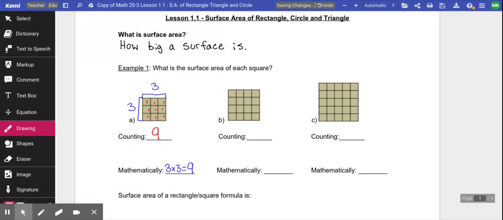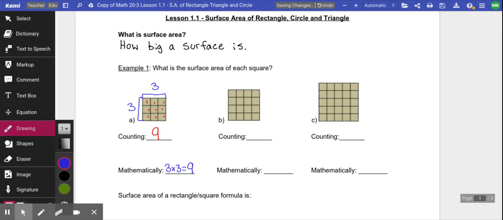Notice that for rectangles or squares, we're doing the sides that come together. So it's like this top side, and then one of the sides that's right next to it. I wouldn't do 3 times whatever's on the opposite end of it, because that's no longer length times width, that's length times length.